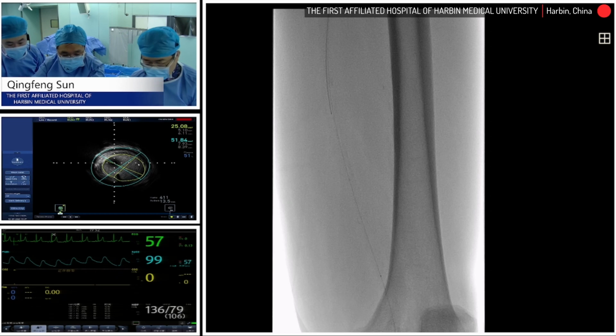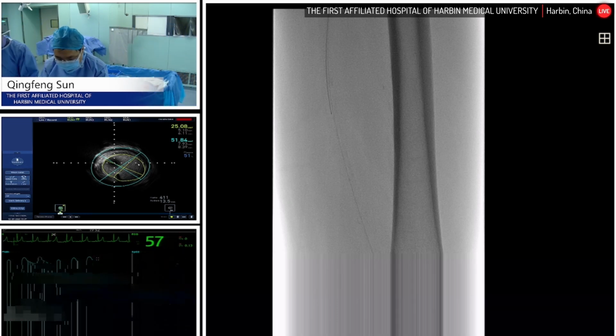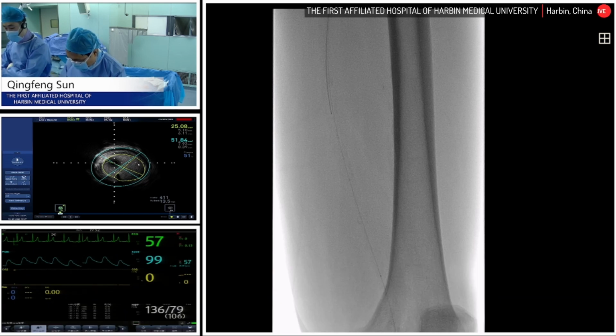Okay, get the IVUS. There we go. After using DCB, we're using IVUS again.